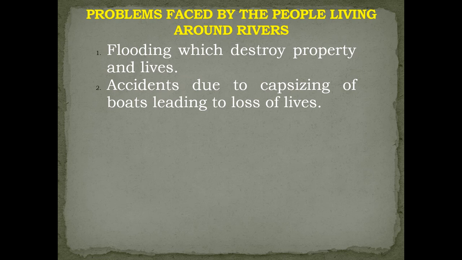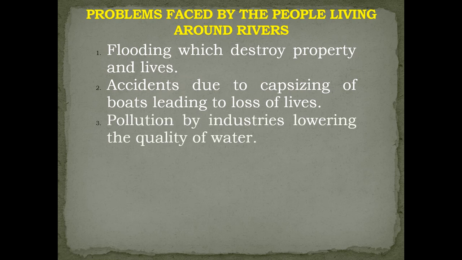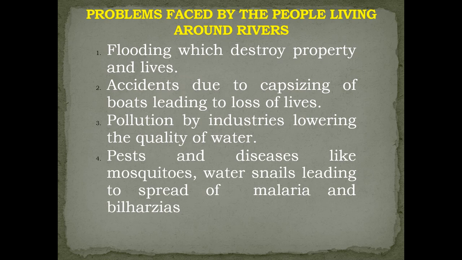So we are saying flooding, which destroys property and lives. Then accidents. This is mainly due to capsizing of boats, drowning and others, leading to loss of lives. Pollution, which is mainly caused by the industries. I told you most industries are located along the water bodies because water is a very important raw material, and this lowers the quality of the water. Then we have pests and diseases.